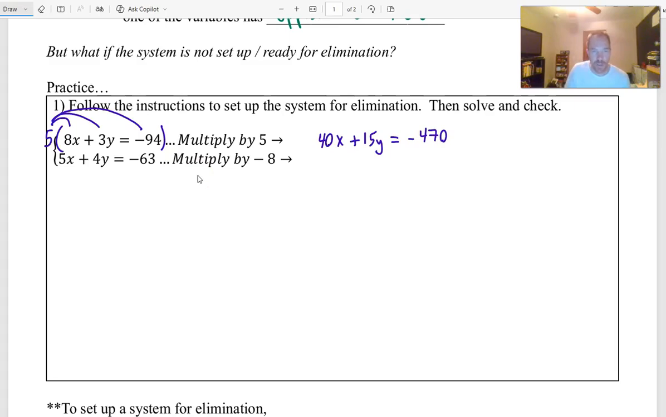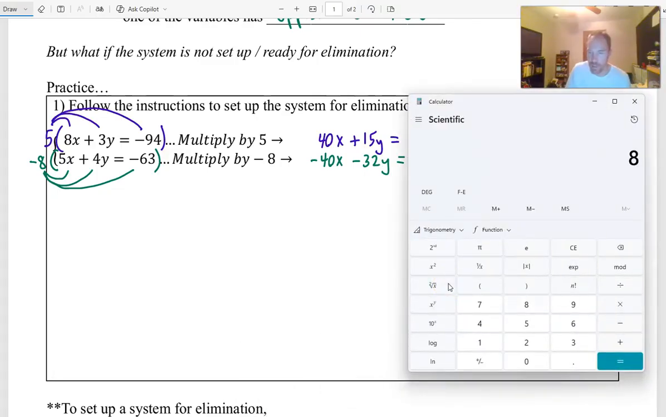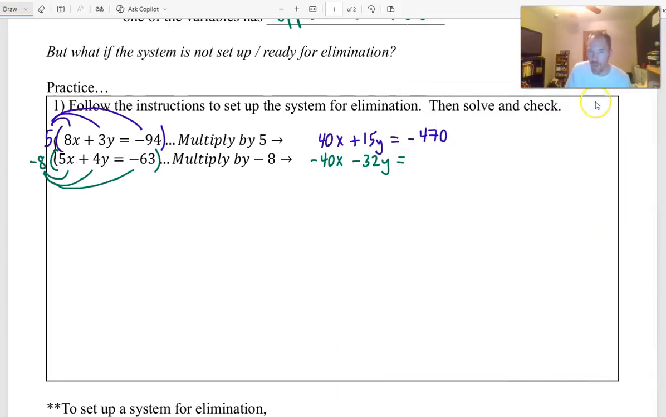For the second equation, our instructions are to multiply by a negative 8. So again, maybe put the entire equation in one set of parentheses, put that negative 8 outside, and then distribute. Negative 8 times 5x is negative 40x. Negative 8 times positive 4y is negative 32y. And then I might want the calculator again for negative 8 times negative 63, which is equal to 504.